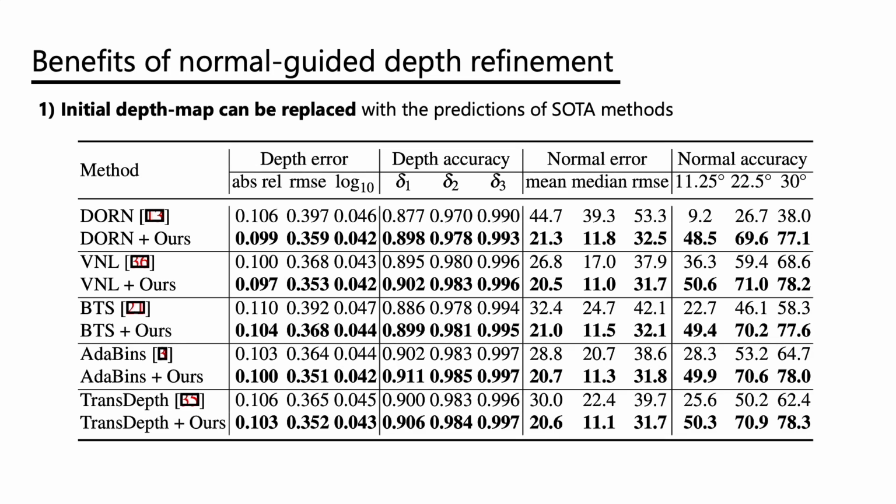Besides the state-of-the-art performance, the proposed normal guided depth refinement has two additional benefits. Firstly, the initial depth map can be replaced with the predictions made by the existing depth estimation methods to improve their accuracy.